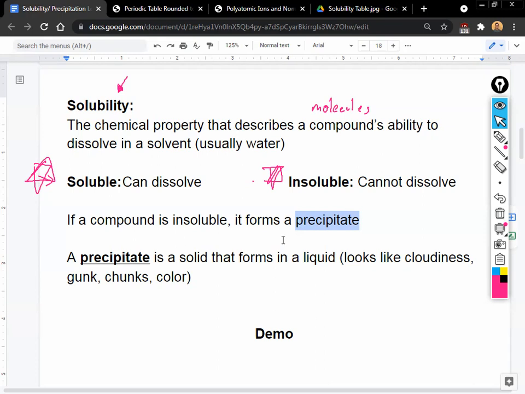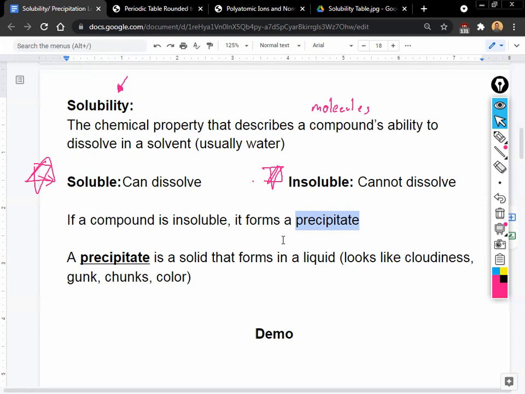Okay, and I'm going to show you guys what that looks like right up here. Okay, so I'll give you guys a second to copy that down. But just know that if something is soluble, it does dissolve in water. If it is insoluble, it does not dissolve. And so if it's insoluble, you're going to see a precipitate being made. And so a precipitate is a solid that forms inside a liquid.